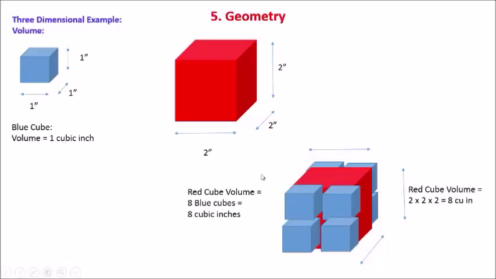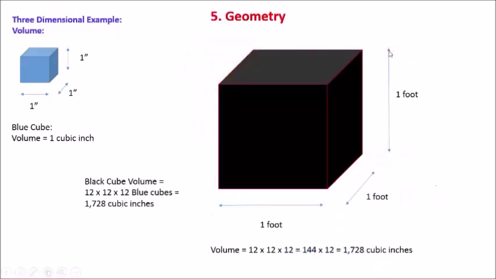The volume or the capacity of this red cube is 2 times 2 times 2, if the length, width, and the height are exactly 2 inches. Now you know why 8, because I can put 8 1-inch cubes inside that, right? So now you need to be careful with the units.